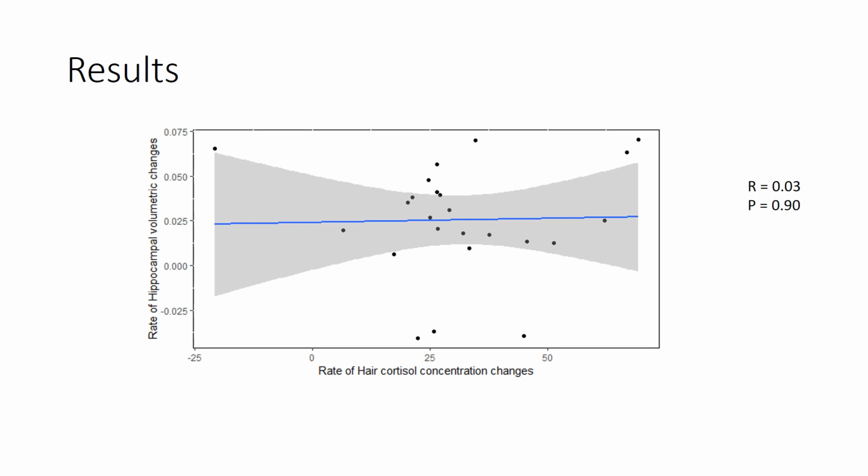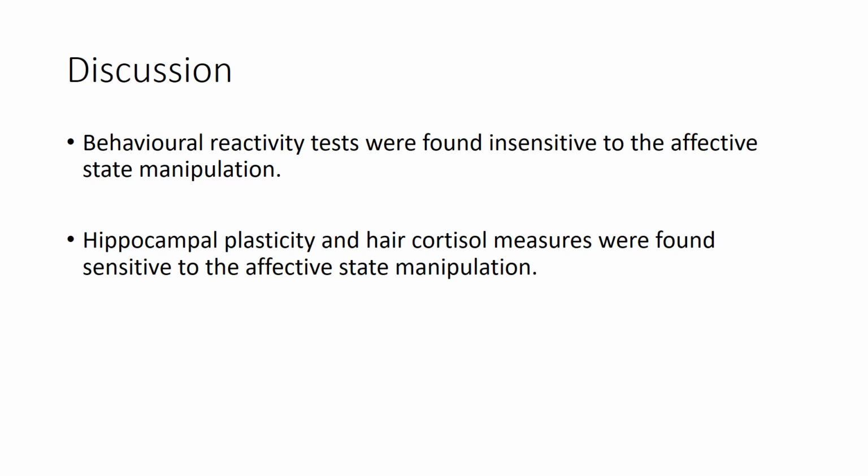As you can see, we observed no correlation at all, with a correlation coefficient close to 0. So, to summarize, the behavioral tests were found insensitive to the affective state manipulation. They showed a learning effect with a decreased emotional reactivity in the second time point, suggesting that this test mainly reflects the acute affective state of the animals during the test rather than their long-lasting affective state altered by the chronic stress paradigm. On the contrary, hippocampal plasticity and hair cortisol measures were found sensitive to the affective state manipulation.